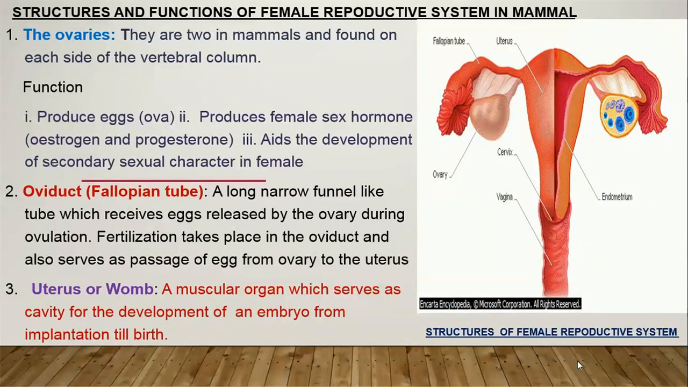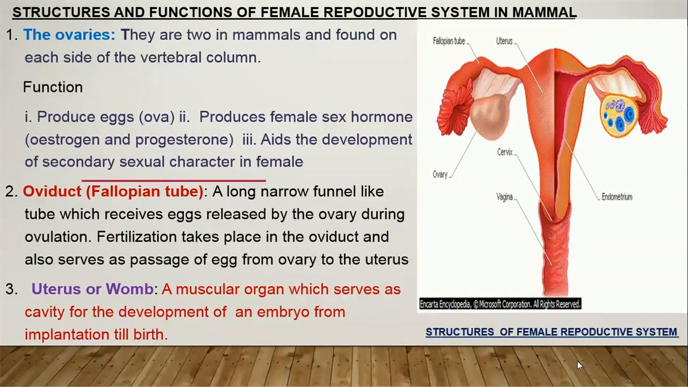Function. Their function is they produce the egg cells. 2, they produce the female sex hormone, which are the estrogen and the progesterone. It also aids in the development of the secondary sexual character in female. Don't forget, I said these are the characters that are exhibited during puberty. I want to believe you know that.